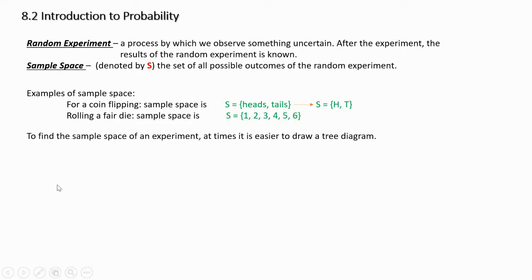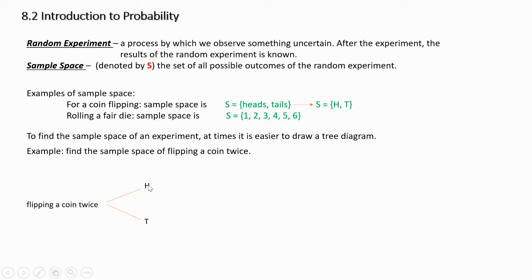Now at times it's wise to draw a little tree diagram so you can see the sample space, because many students like to observe things so they can understand them. So here I'm going to show you an example of how to draw a tree diagram. To find the sample space of an experiment, at times it's easier to draw a tree diagram. Find the sample space of flipping a coin twice. Here's my first flip. It can be heads, right? Or it can be tails. After we do the first flip, here comes the second.